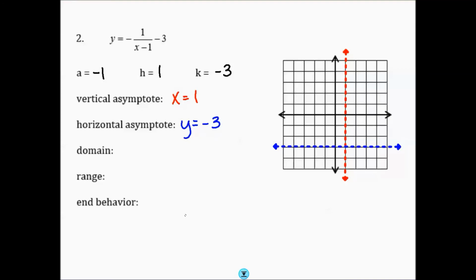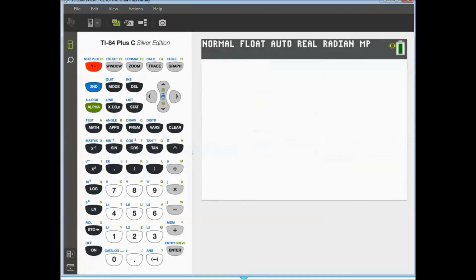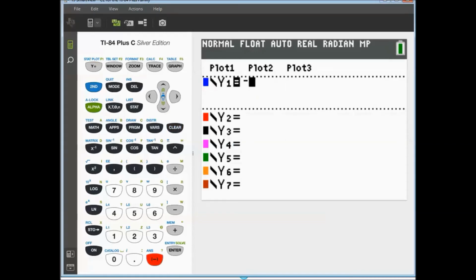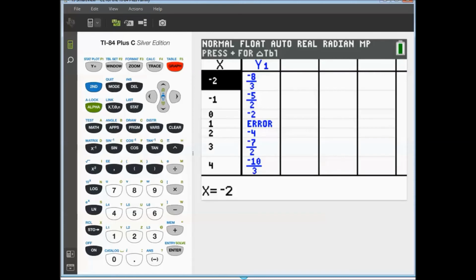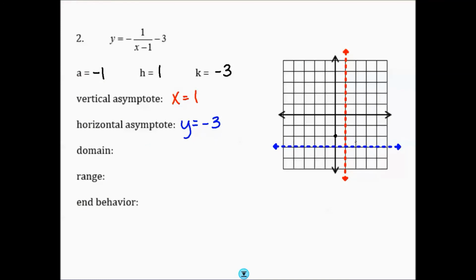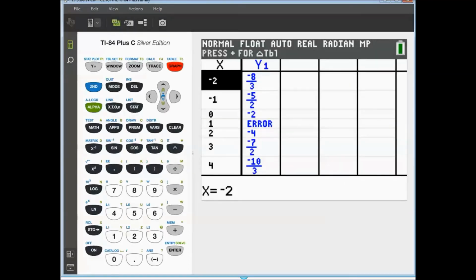Now, again, I'm going to go to the calculator to get the points to graph this function. So we have negative 1 over x minus 1, minus 3. You want to find any points that have integers. So I have (0, negative 2) and (2, negative 4). Since those are in different quadrants, we know that those are going to be on different branches of the graph. And let me point out one other thing. Where this says error, that tells you where your vertical asymptote is, because if you try to plug 1 into this equation, you're dividing by 0, so you get an error.